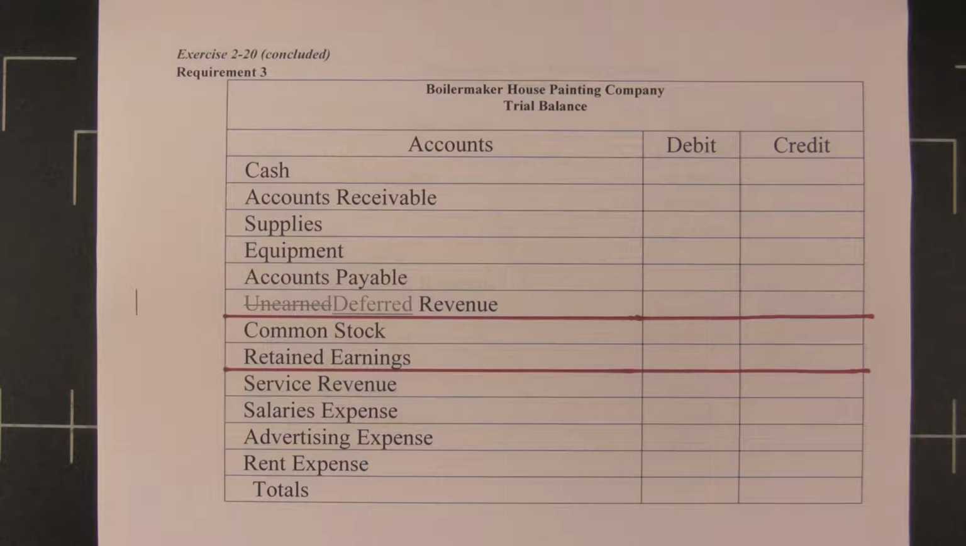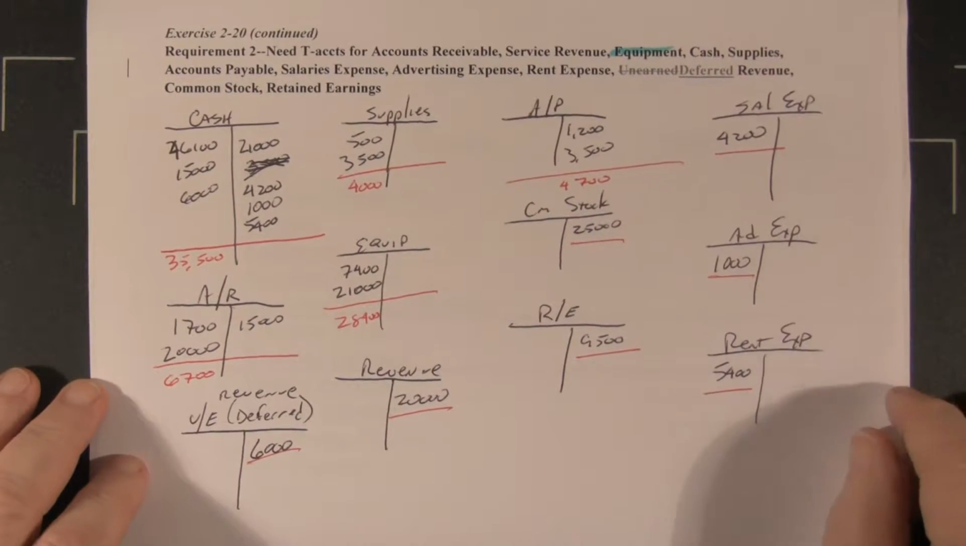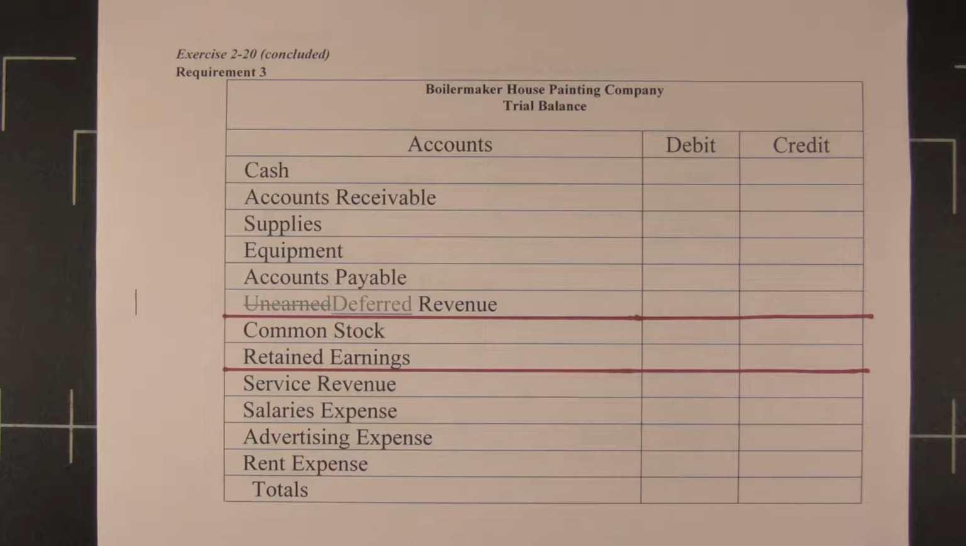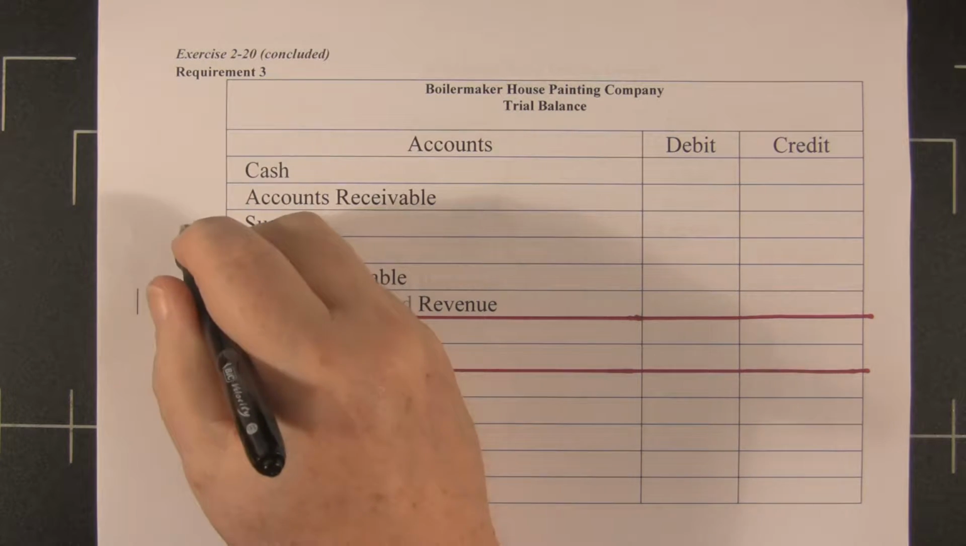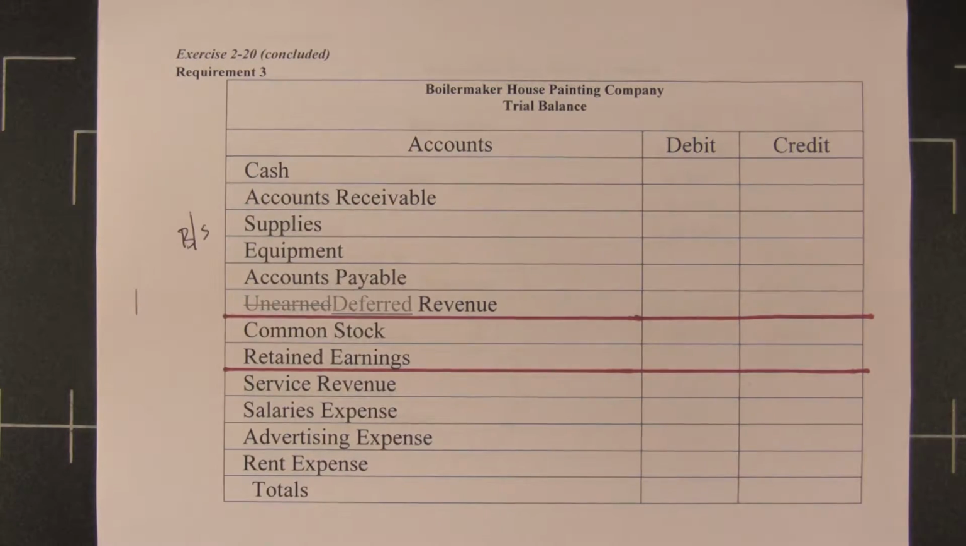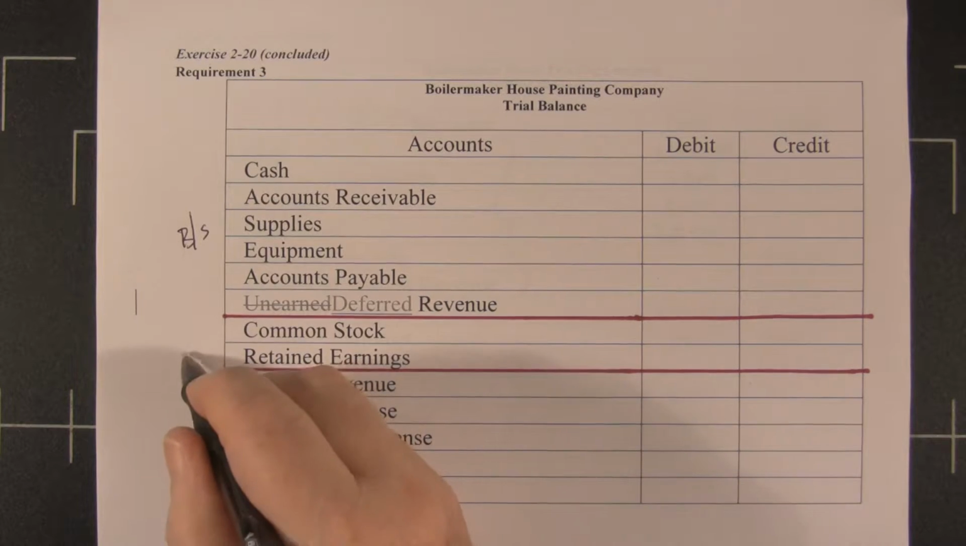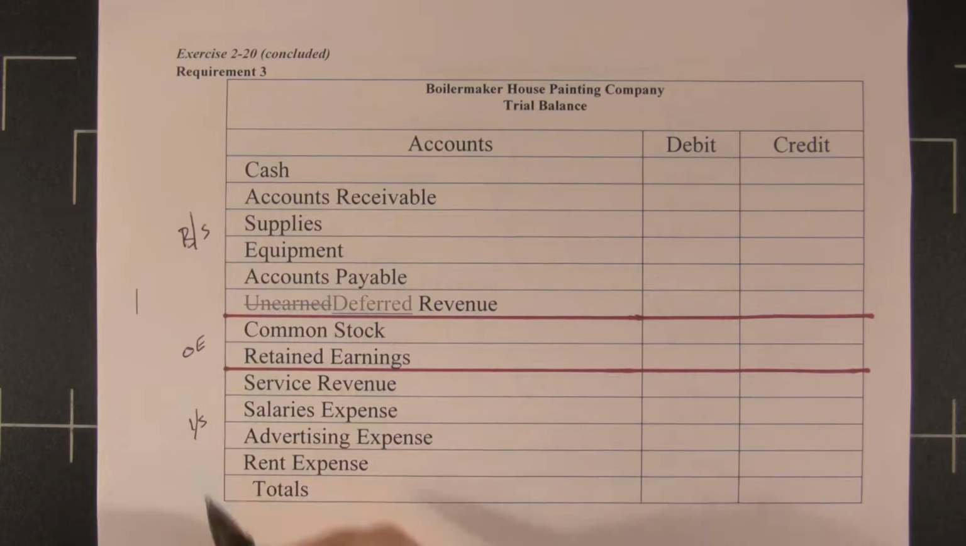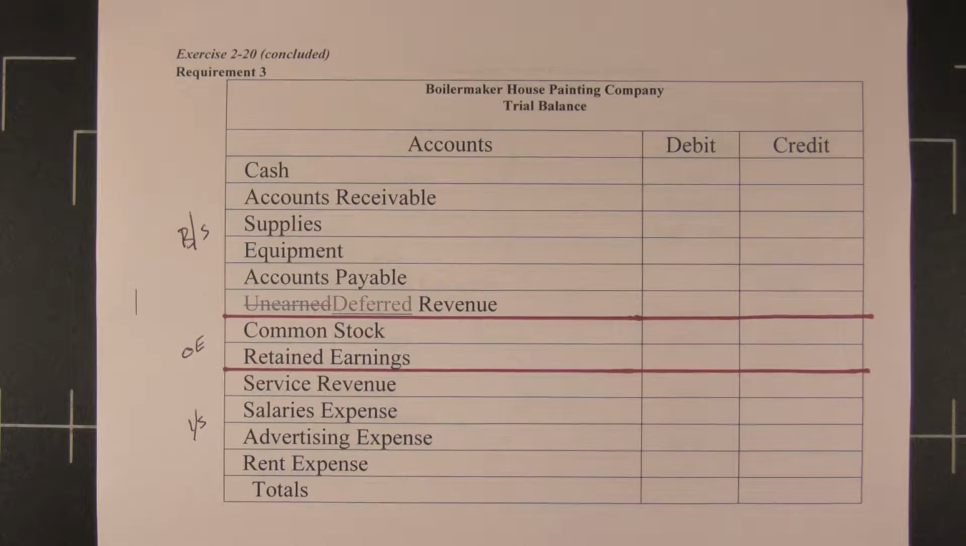This is the last part of exercise 220, requirement 3, where we're going to take the balances we came up with from our T accounts and transfer those to a trial balance. I took the time to write in those little red lines to remind you that above the first red line, they're all balance sheet accounts. These are owner's equity accounts, and these are income statement accounts. And that's a common convention you'll want to observe.